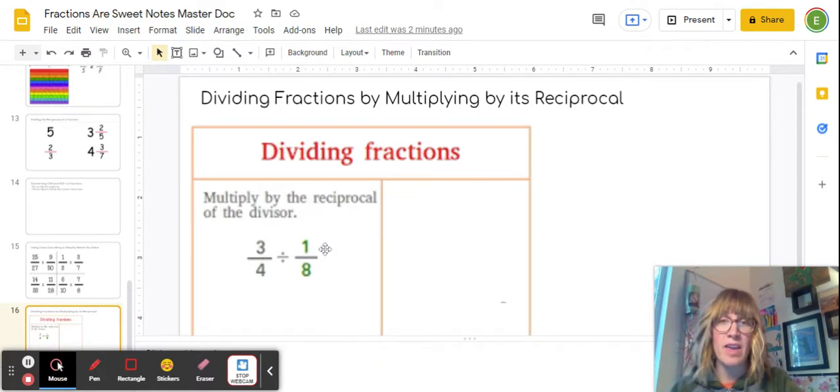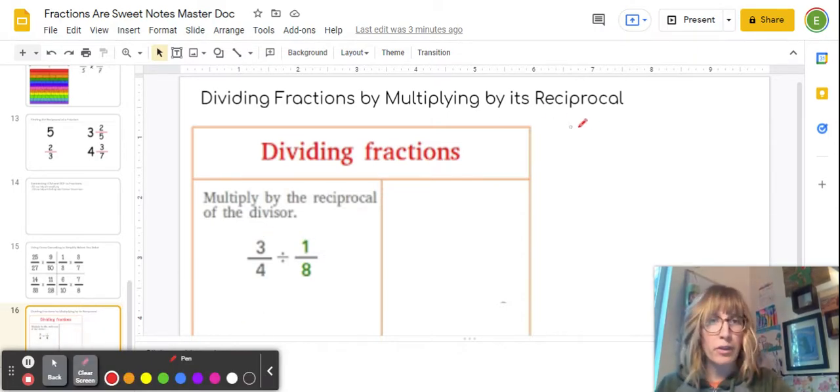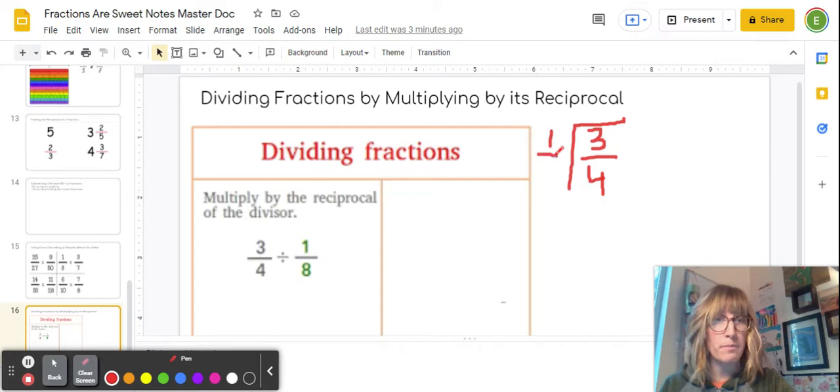So we know that if we have a division problem, like here we have 3/4 and we want to divide it by 1/8, we're going to be taking that 3/4 and we're going to multiply by the reciprocal of the divisor. So what that means is if we have 3/4 divided by 1/8, right?